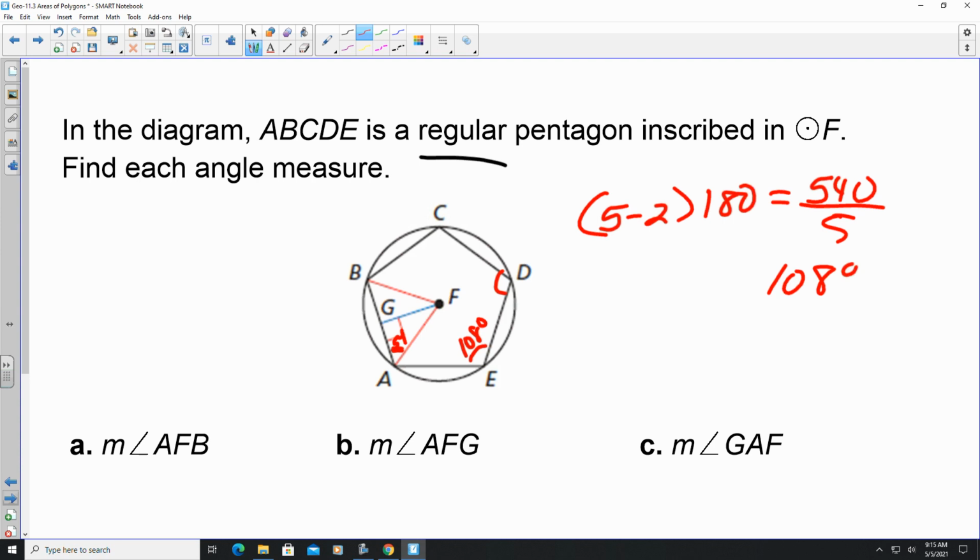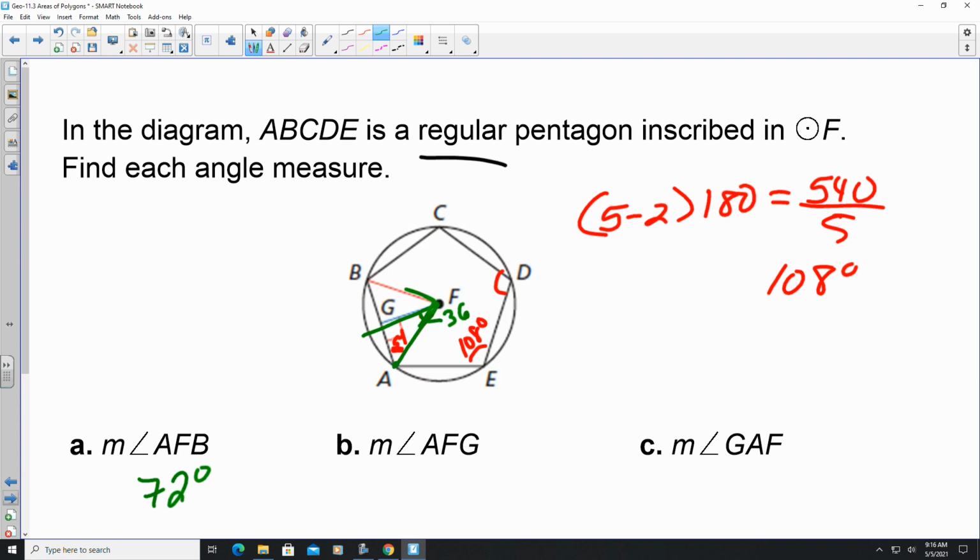To find this angle right here, because it's a right triangle, I can say 180 minus 90 minus 54, which is 36. So right here is 36 degrees. They want you to find this measurement right here, which is going to be twice as much as 36. It's going to be 36 times 2, which is 72 degrees.